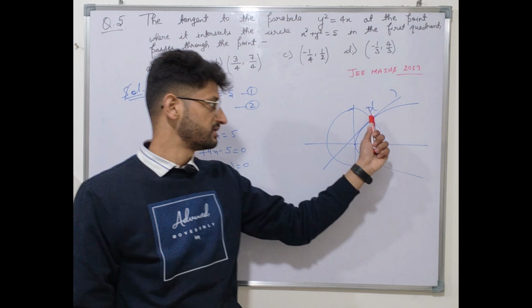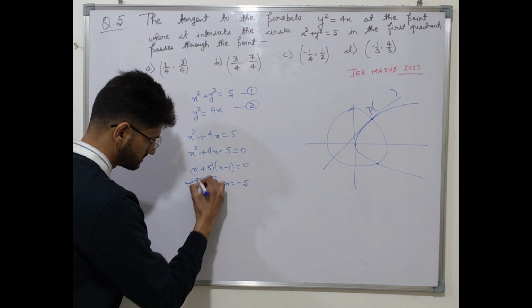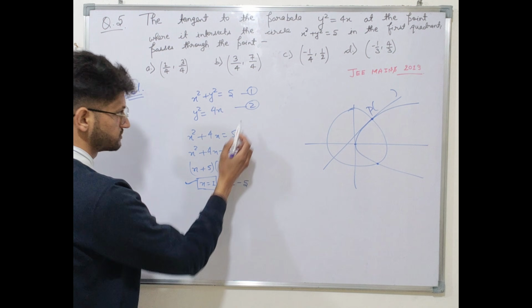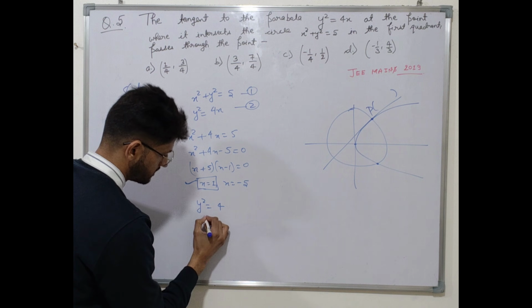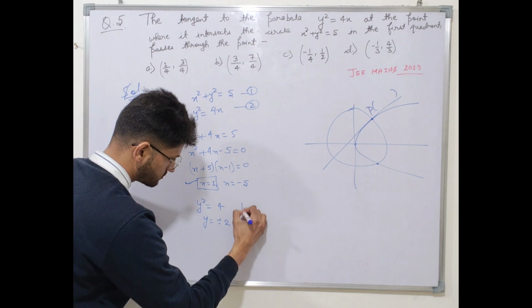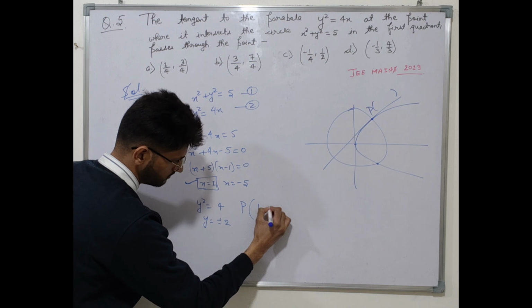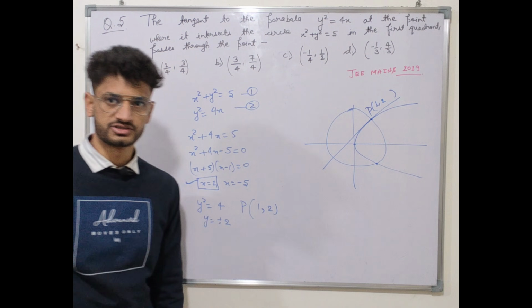But we need to take the point P in the first quadrant, so we take x equals 1 as the x coordinate. Put x equals 1 in equation number 2. So y square equals 4, that means y equals plus or minus 2. Since point P is in the first quadrant, our coordinates will be (1, 2). So we have obtained the point P as (1, 2).